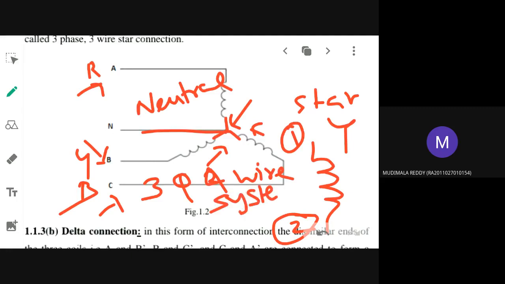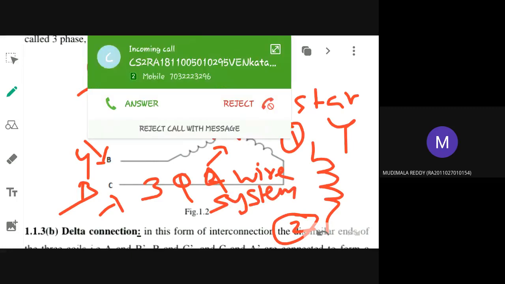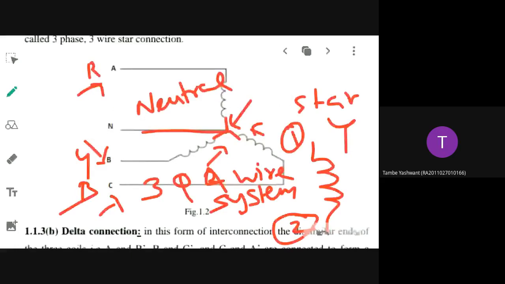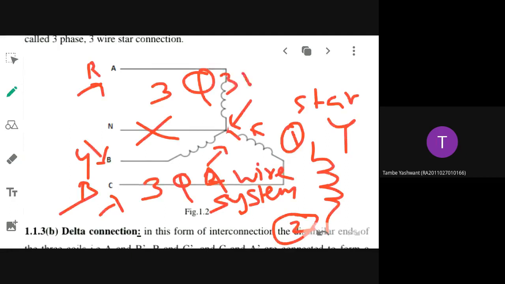Why is it called a 3-phase 4-wire system? Because there are 3 phase connections, R phase, Y phase, B phase, and a neutral point. So it is called 3-phase 4-wire. If this neutral is not present, then it will be called a 3-phase 3-wire system. It all depends upon the application or the load that you want to connect at the other end. Understood? Yes, ma'am.